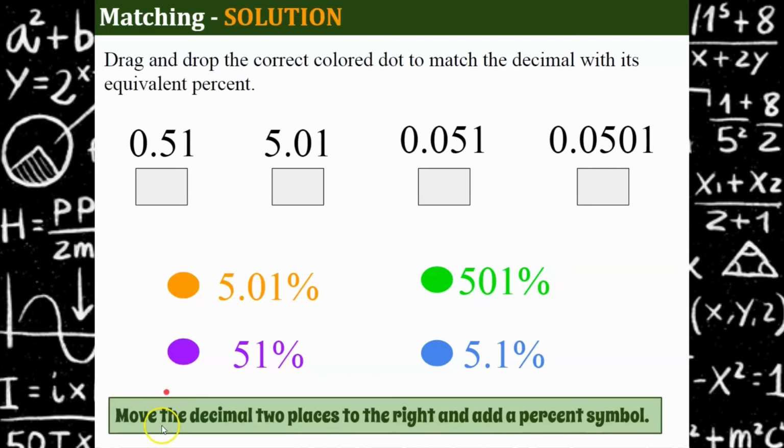So we're going to move the decimal place 2 places to the right and add a percent symbol. So here we go. 2 places to the right, 51%. You should have gotten purple. 2 places to the right and add a percent. 501%. You should have matched to green. 2 decimal places to the right, 5.1%. Blue. 2 decimal places to the right, 5.01%. That is the orange.